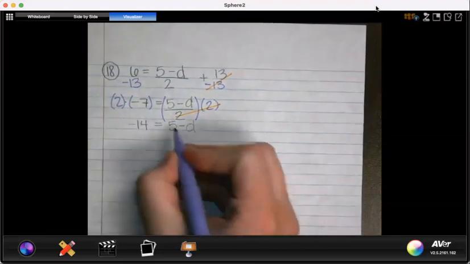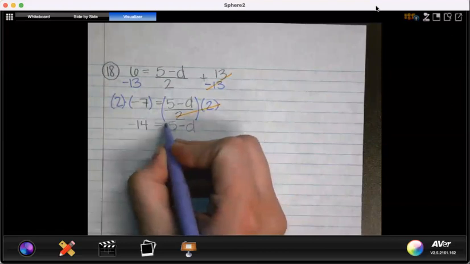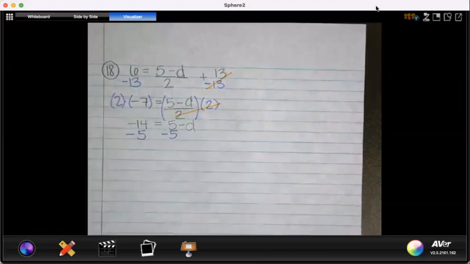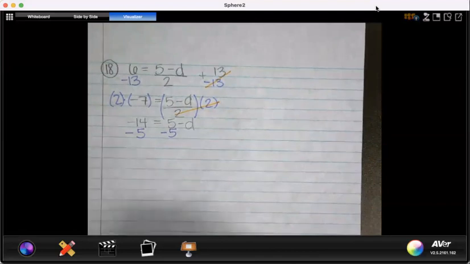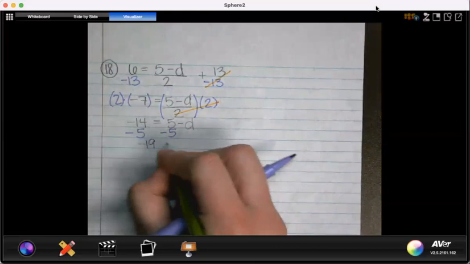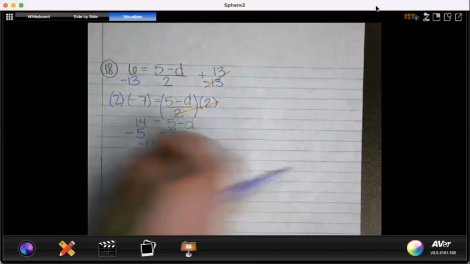From here, we have a 5. Now this is a positive 5, so therefore I'm going to subtract 5 from both sides. And I'm left with negative 19 equals negative d.